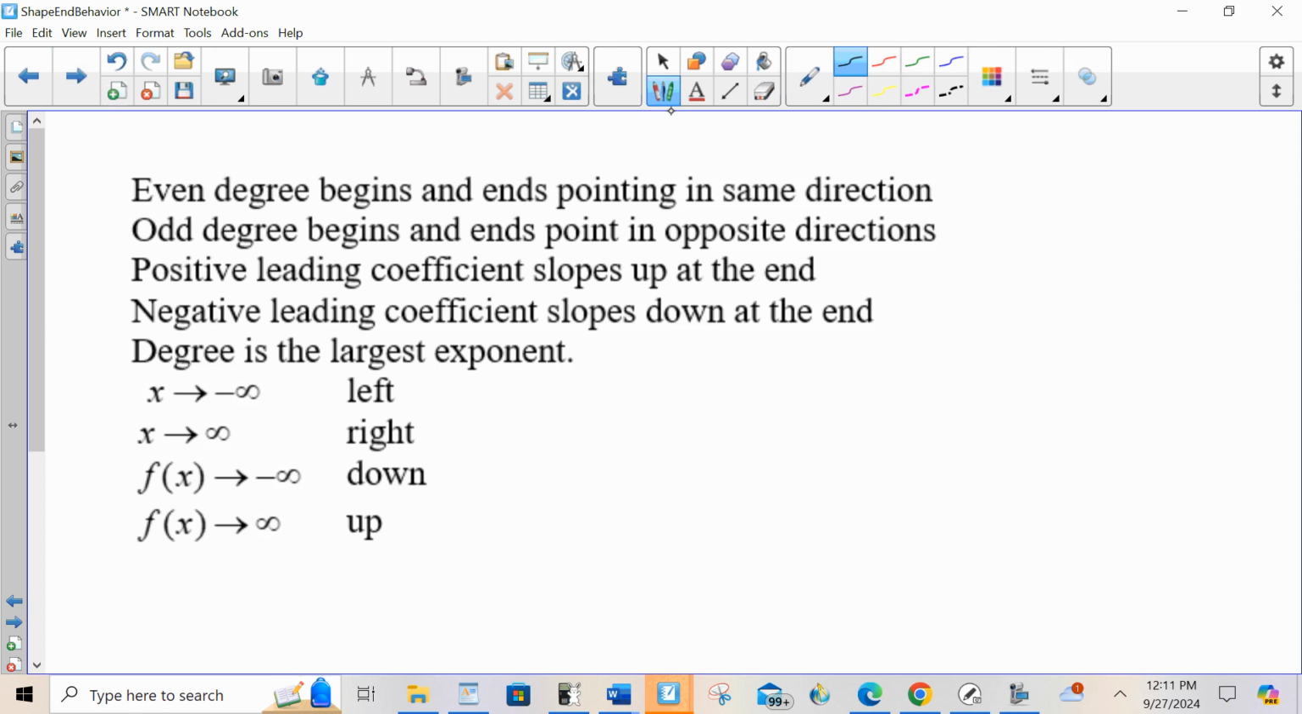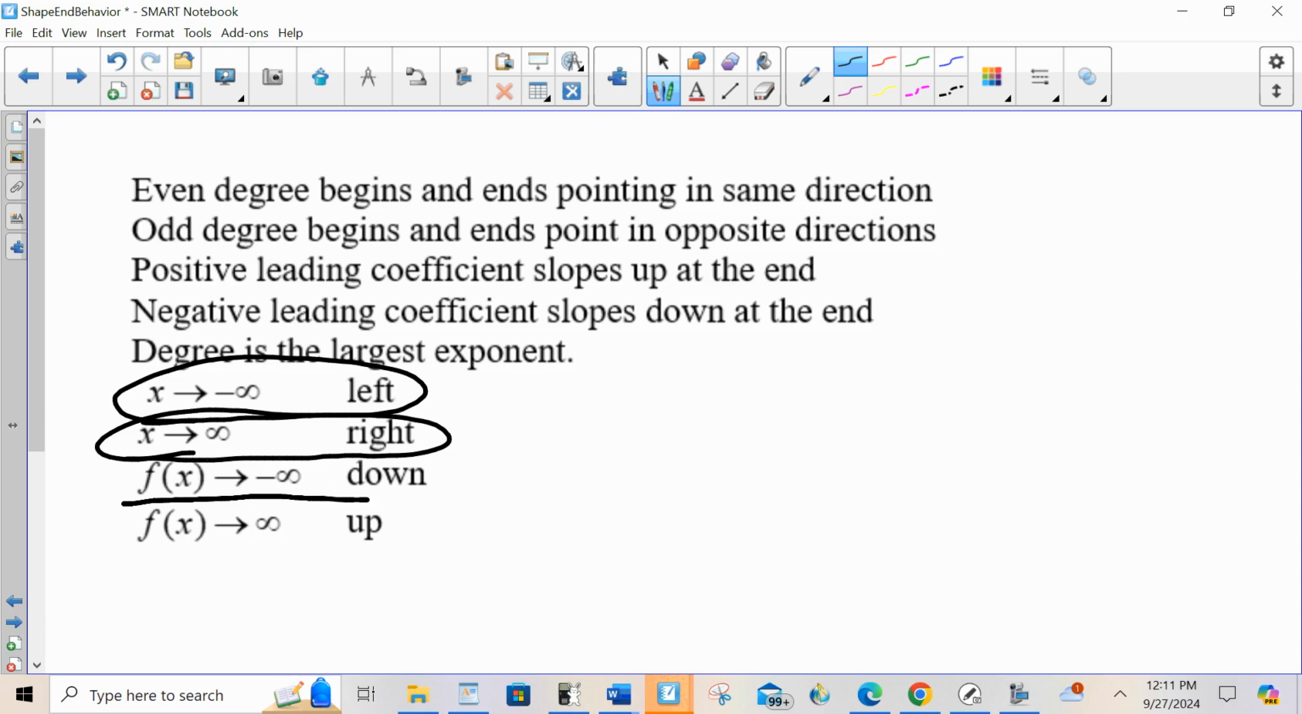As x approaches negative infinity, x is left and right. So that means as I look to the left. As x approaches negative infinity, it means I'm going to the left. As x approaches positive infinity, that means I'm going to the right. F of x is y. F of x goes up and down, so f of x going to negative infinity means down, and f of x to positive infinity means up.